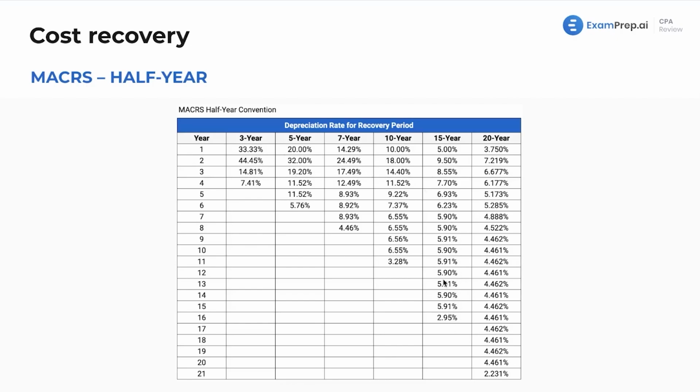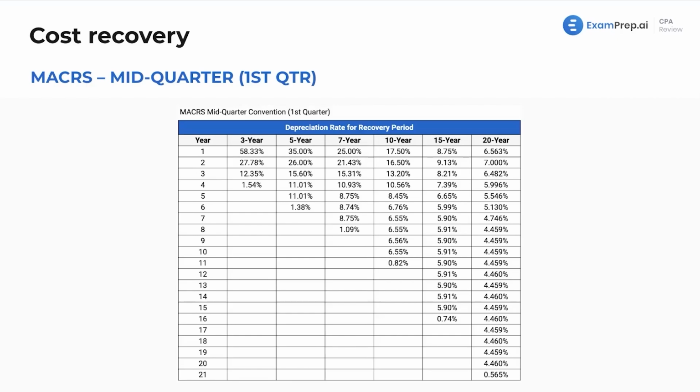This is a depreciation schedule. This is what you'll see for the MACRS half-year convention. Step 1 is to identify what is the class. Is it a 5-year asset, 7-year asset? Then what convention are we using? And as such, you'll open up the exhibit. Again, on the exam, you'll have multiple exhibits, and you'll have to determine which table you should use.